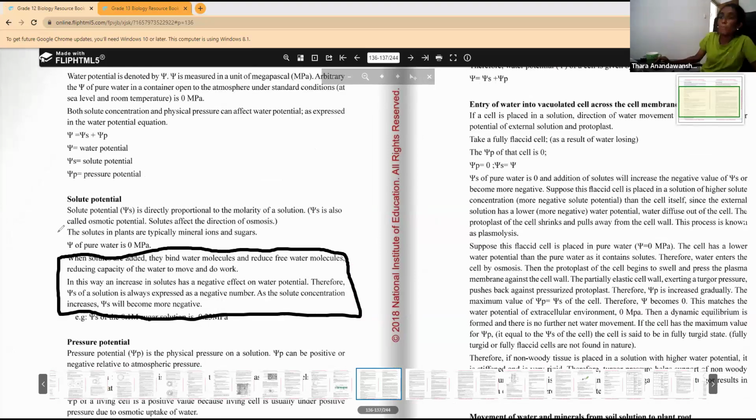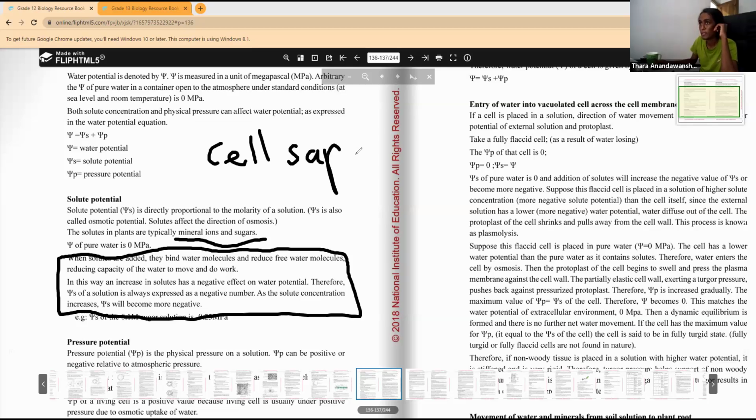Right, what I say, solutes such as mineral ions and sugars are dissolved in cell sap, and cell sap means vacuolar sap and cytoplasm.